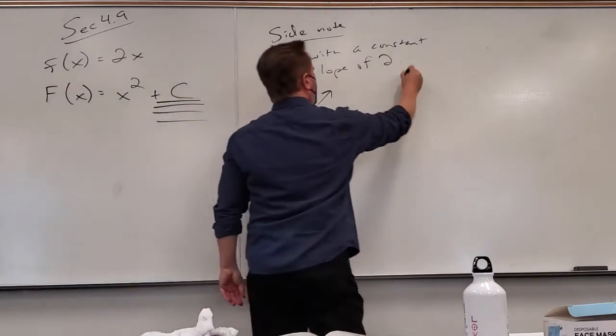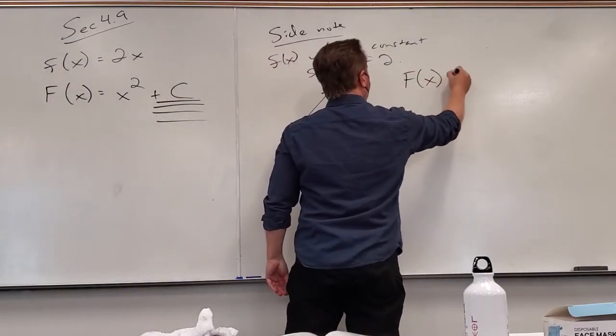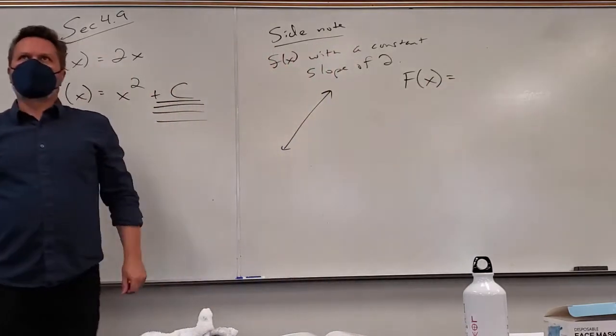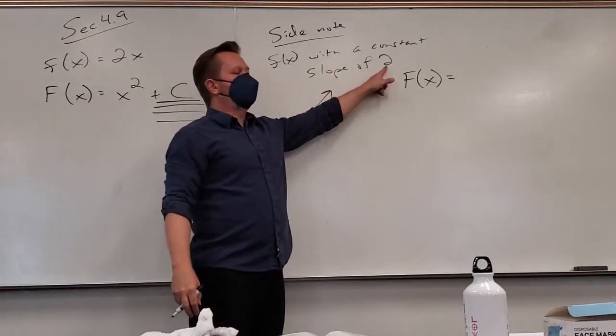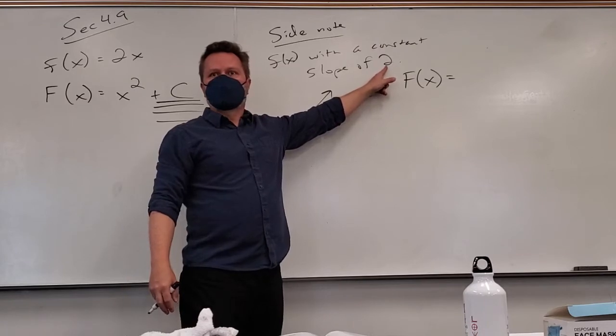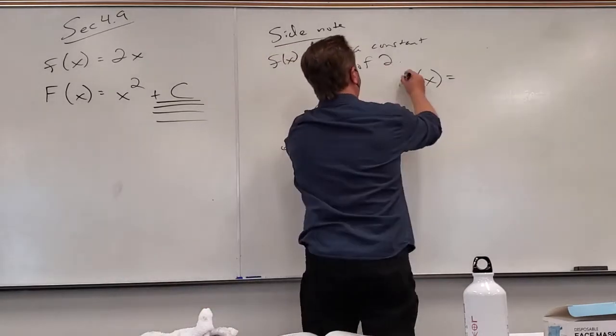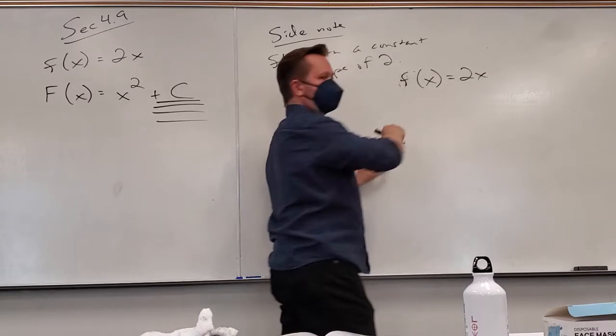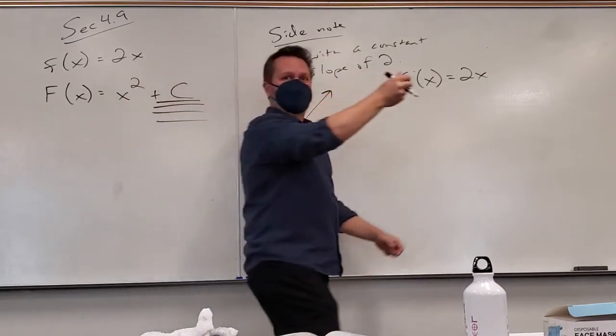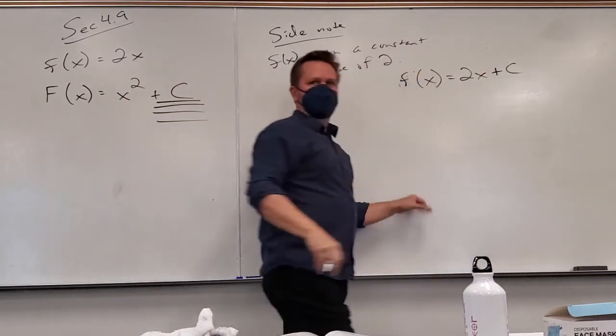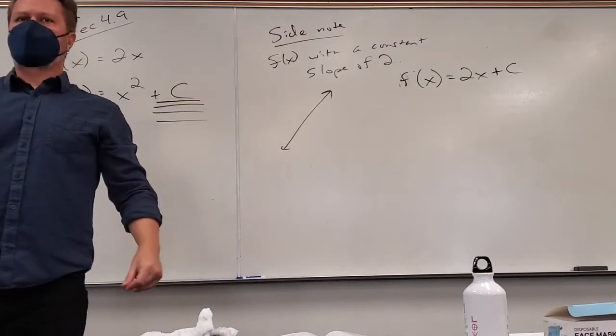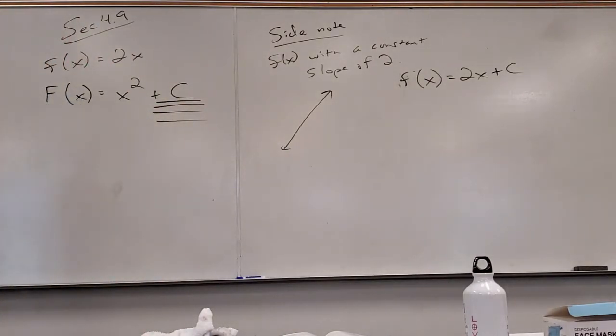Can somebody tell me what this would be? So what would I take the derivative of to end up with 2? Well, actually, I guess it would be this. 2x, yeah. Plus c. I love it. Because all I've told you is that f has a constant slope of 2. So it must be a linear function, but I don't know what the y-intercept is. Yeah, I like it. Okay.